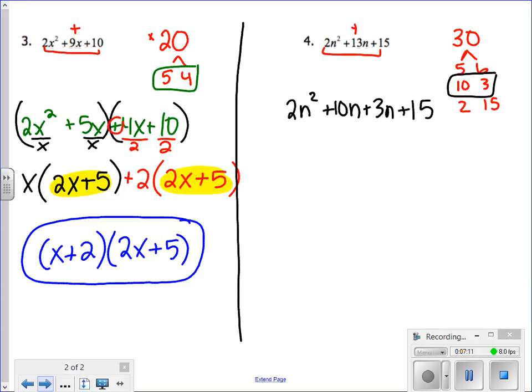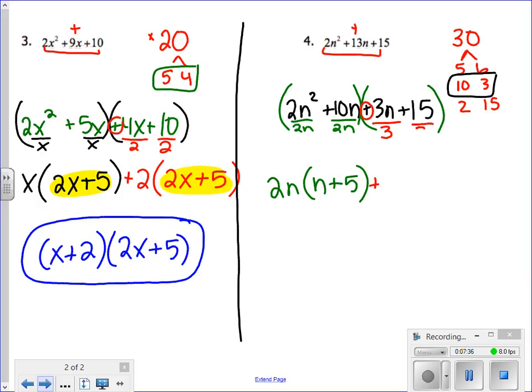Now I can go ahead and group and find some GCFs. Between 2n squared and 10n, it appears that my GCF is going to be 2n. And when I divide the GCF out, I'm left with n plus 5. Between the 3n and 15, I'm looking for a positive GCF. And the GCF ends up being positive 3. So I factor out a 3, and I'm left with n plus 5.